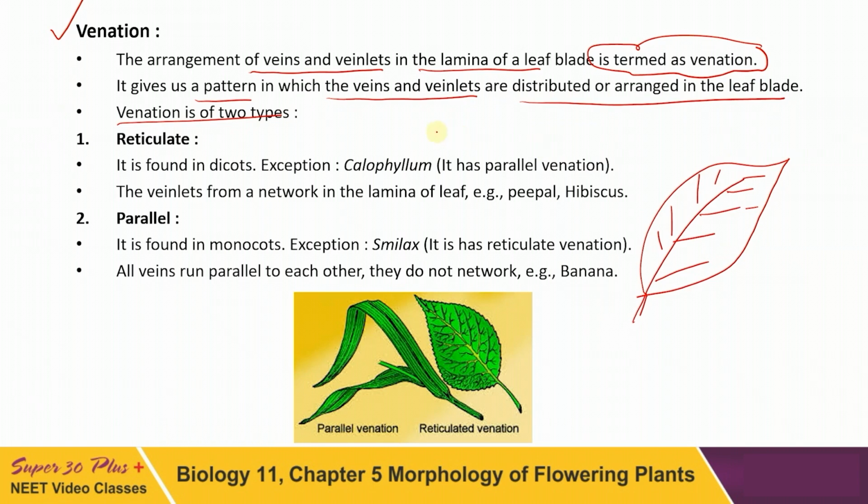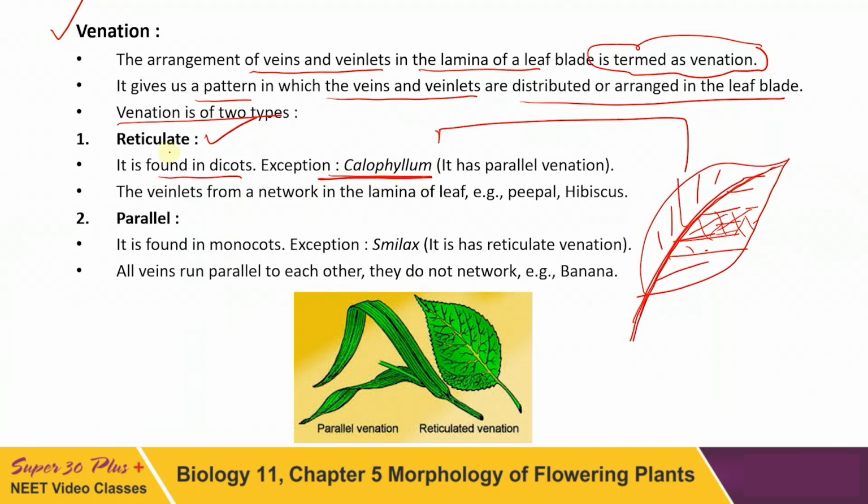This is an example: the one mid vein, then these are the other side veins. Again they divide, and ultimately a net-like structure is formed. Such type of venation is called reticulate venation. It is found in dicots, but there is a dicot plant, Calophyllum, as an exception. It doesn't have reticulate venation, it has parallel venation. This sometimes comes in examinations.